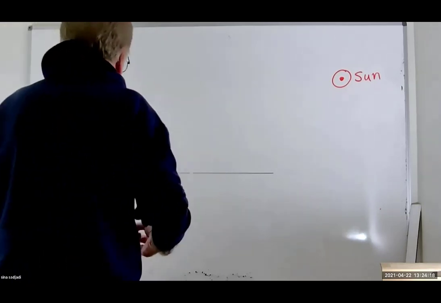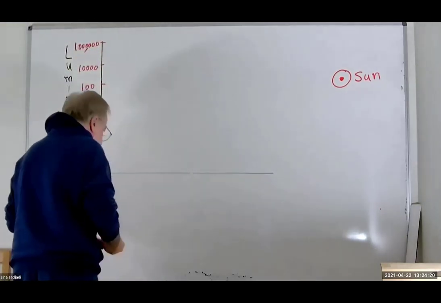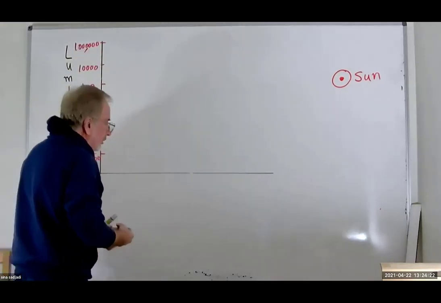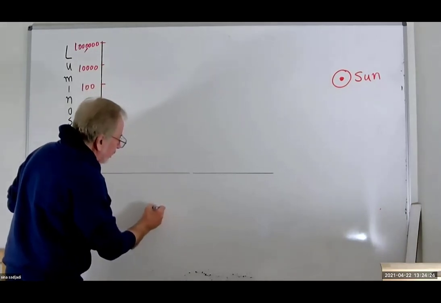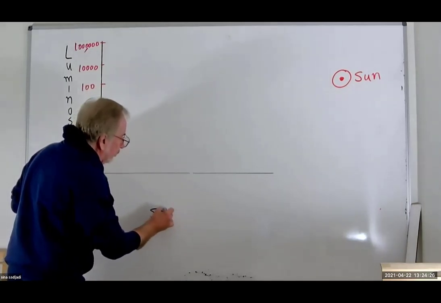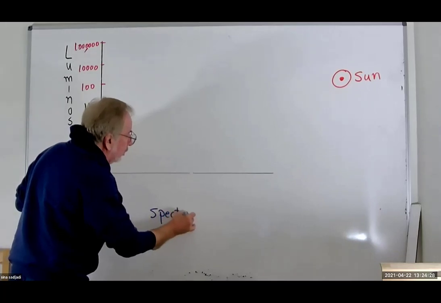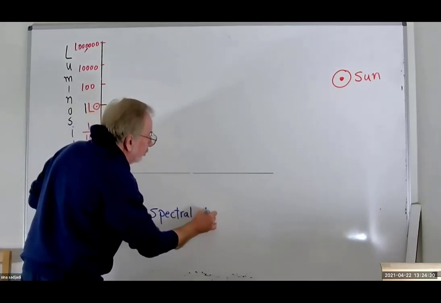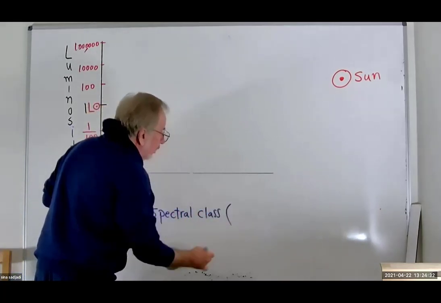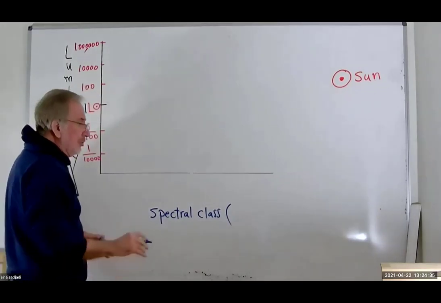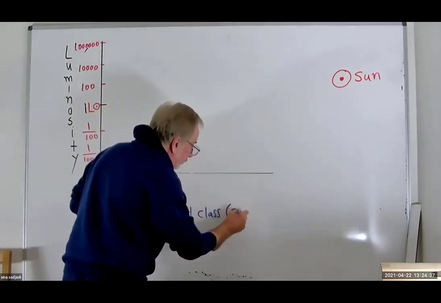Now here is surface temperature. Let's call this baby surface temperature, and that's called spectral class. So spectral class is surface temperature. It's based on surface temperature.